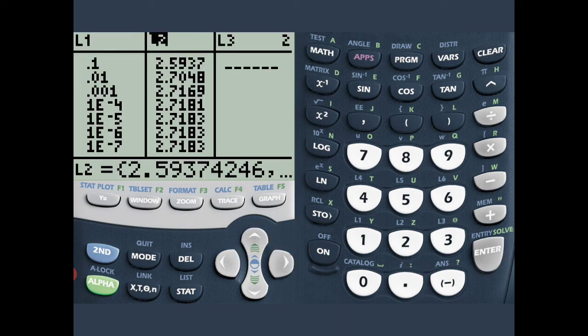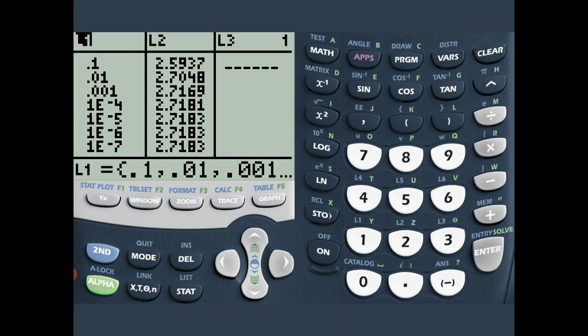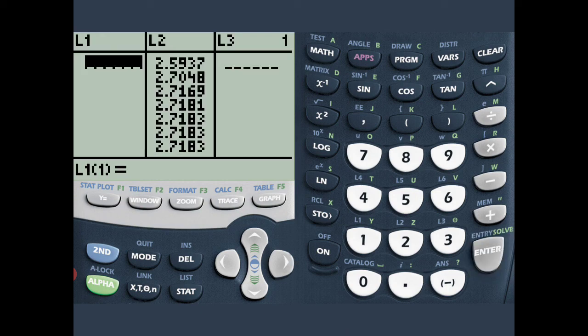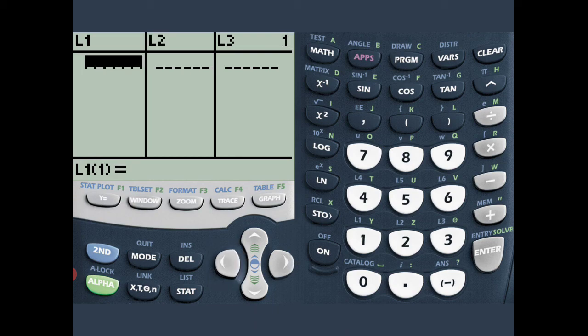And what you're going to see is 3 columns, L1, L2, and L3. Notice my cursor is moving up. I'm going to highlight L1 and press clear. Do not press delete, because if you press delete, the entire column will disappear. I just want to clear the contents if you have contents already there. So I'm going to highlight L2 and clear L2. Now I'm going to enter the population data into L1.